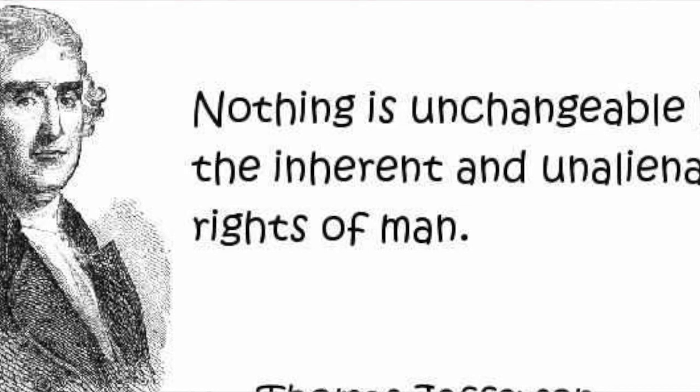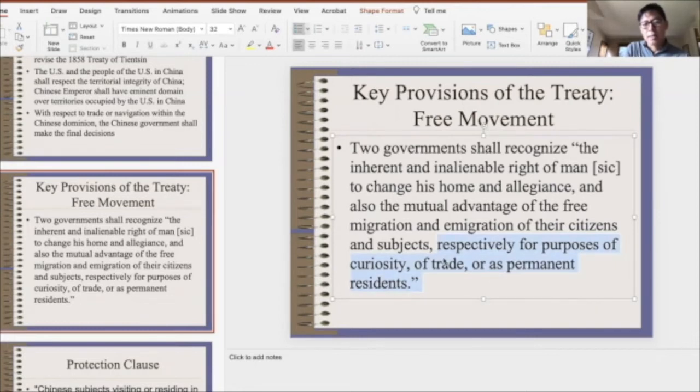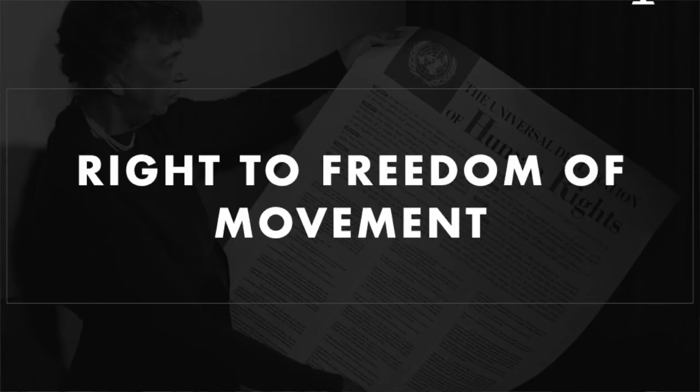Having established that fundamental right, we also recognize that it's important for people to be able to migrate and emigrate as citizens and subjects. And it's a free migration and immigration. There are no strings attached. And we recognize the importance of allowing people to go back and forth, right? Because there's a mutual advantage. And then they also go on to say, respectively, for purposes of curiosity, of trade, or as permanent residents. Let's think about that for just a second. And also, if you want to become a permanent resident of either country, you could do so.